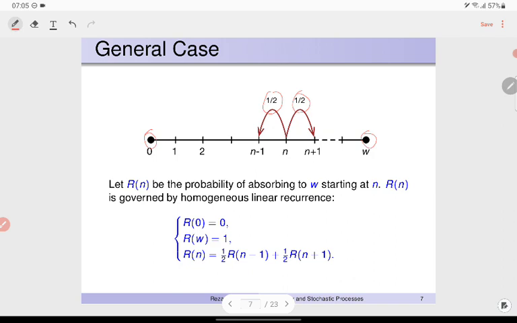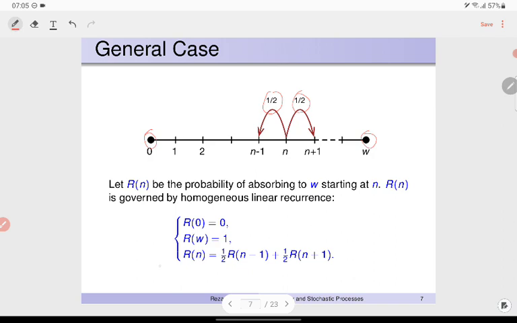Yeah, we want to model this first. One way to model this, an elegant way, is by using a recurrence, because we can actually see a recurring behavior in this random walk. Let Rn be the probability of absorbing to W. Pay attention to W. If you want 0, this is a different matter altogether. Starting at N. Now, Rn is governed by a homogeneous linear recurrence given here.